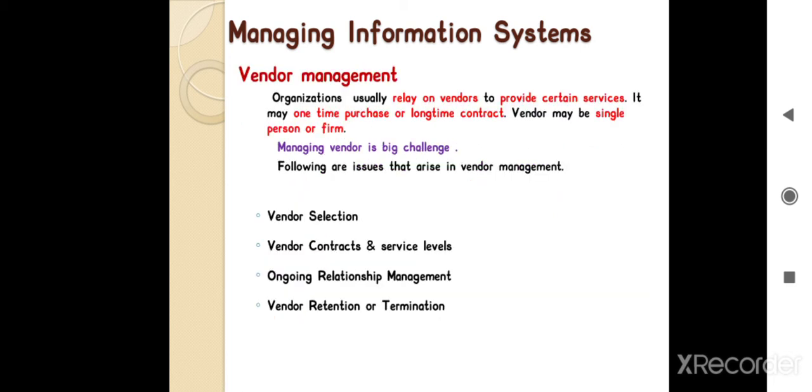Next, vendor management. Already we are familiar with that. Who is the vendor? Vendors are those persons who provide us some services. Organizations generally rely on those vendors to provide certain services. It may be a one-time purchase or a long-time contract. A vendor may be a single person or a firm. These are the persons or firms who provide us, as an organization, some of the services which we do not have within our own organization.